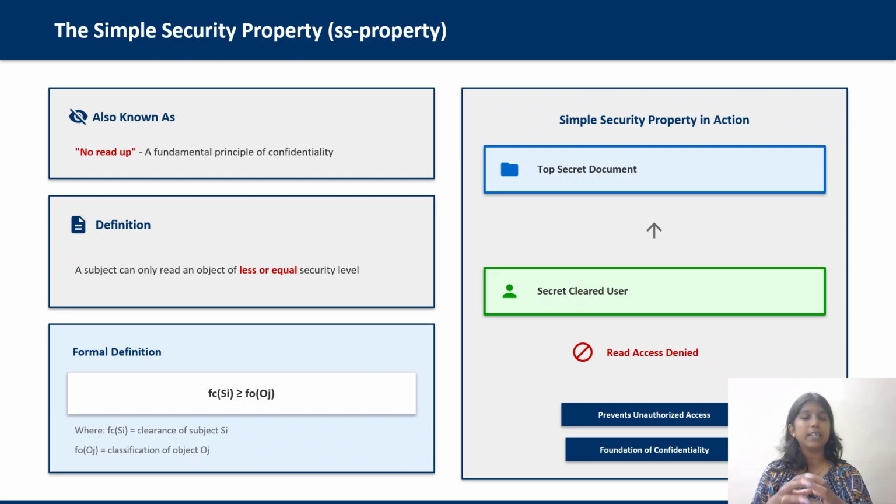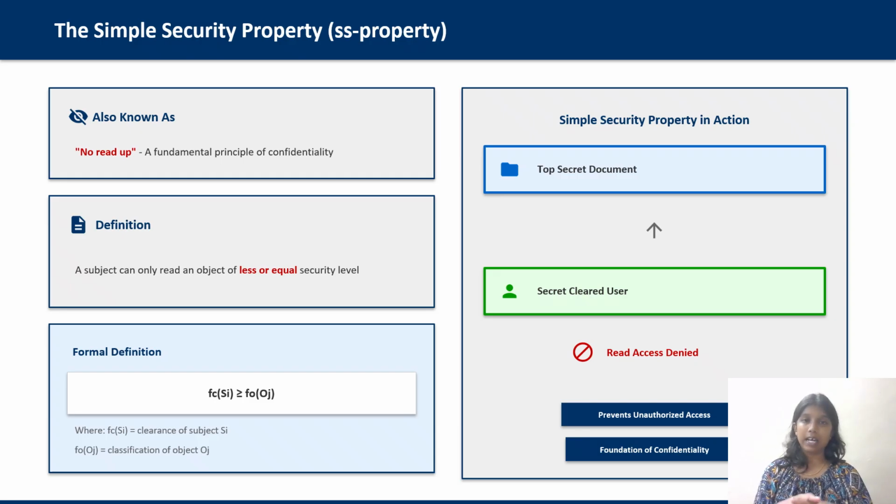The next comes the simple security property, which we also call the SS property. This is also known as no read up, a fundamental principle in confidentiality. The definition is that a subject can only read an object of less than or equal security level. The SS property states that f_C(s_i) is greater than or equal to f_O(o_j), where s_i represents the subject and o_j represents the object, f_C(s_i) means the clearance of subject s_i and f_O(o_j) means the classification of object o_j.